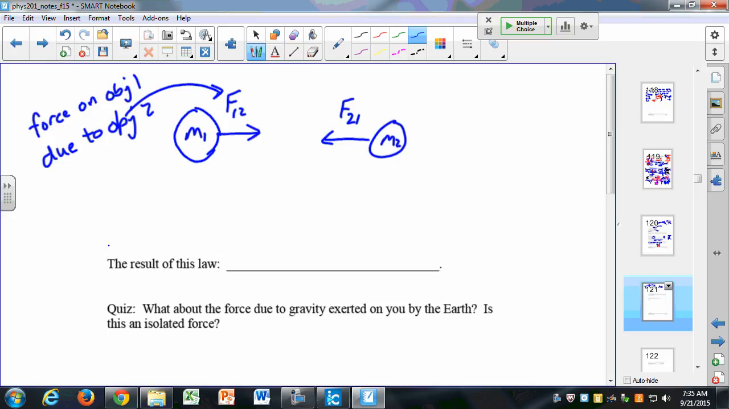And so the result of this law, which is actually pretty profound, is that no isolated force exists. If Newton's third law is correct, that for every force you have an equal and opposite force, then there can never be an isolated force. If you have one force, then you're always going to have an equal and opposite force that will exist. And we know that's true for contact forces because, like I said, when you have a force that's exerted on one body, then that same force is going to be exerted back on the originating body. And then also it's true for field forces as well.